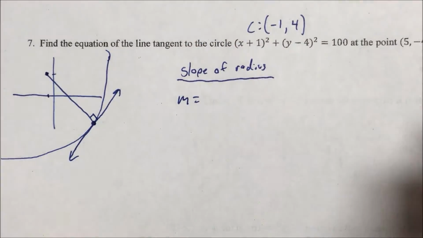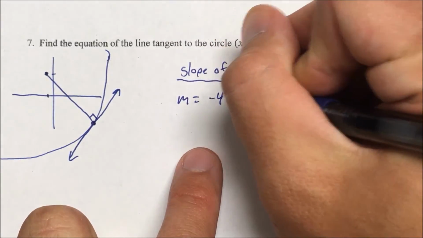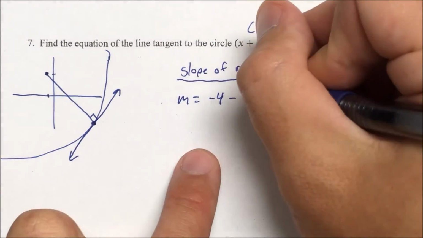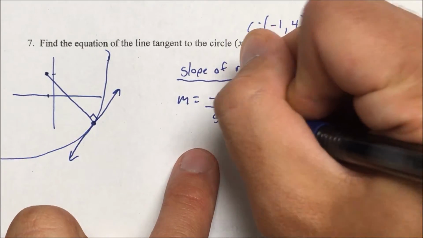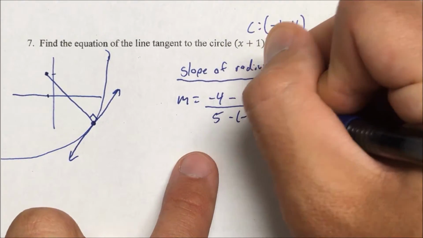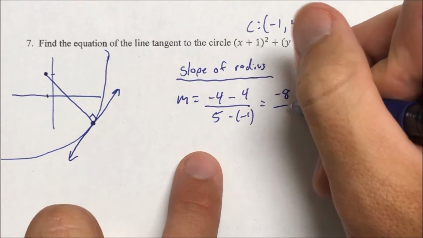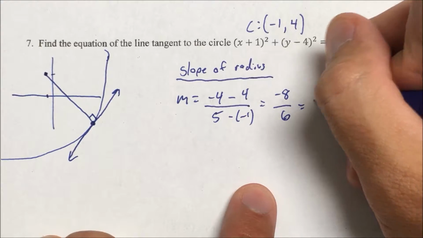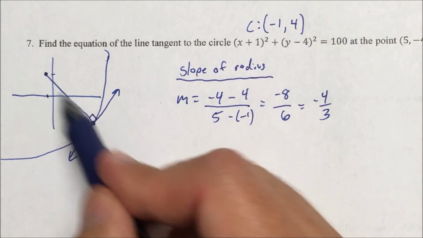M is going to equal y2 minus y1, so that's negative 4 minus 4 over 5 minus negative 1. So that's negative 8 over 6, which is negative 4/3. So that's the slope of the radius right here.